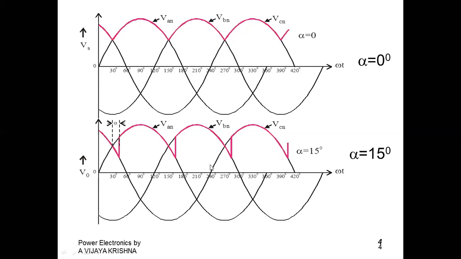Here, we consider alpha plus pi by 6 value. Alpha plus pi by 6. Why are we considering pi by 6? For three-phase circuits, pi by 6, that is 30 degrees plus alpha, always happens. Not exactly at 0, but it should be having some value. So that's why it is also shown for alpha equal to 0 degrees.